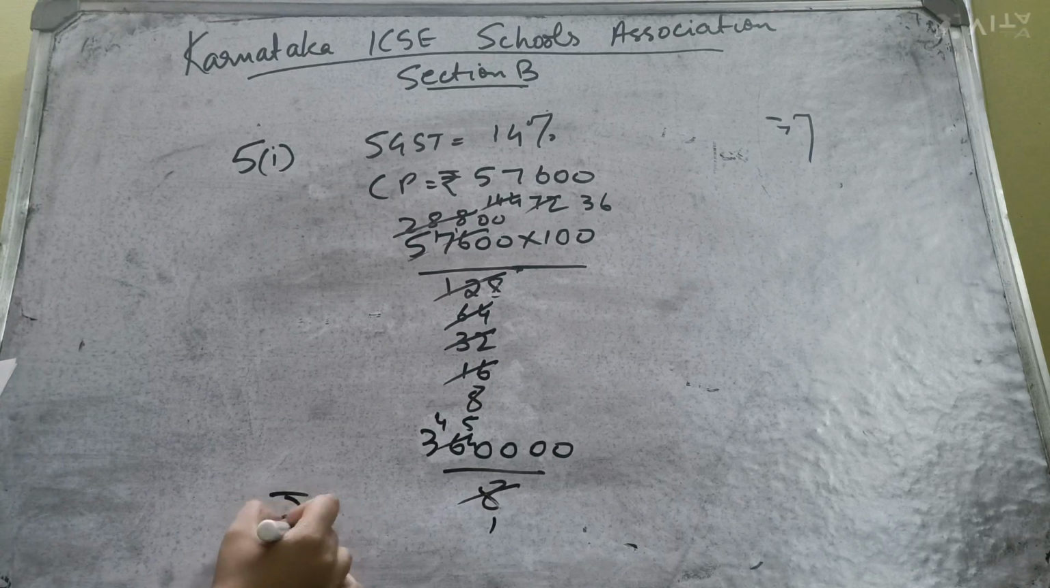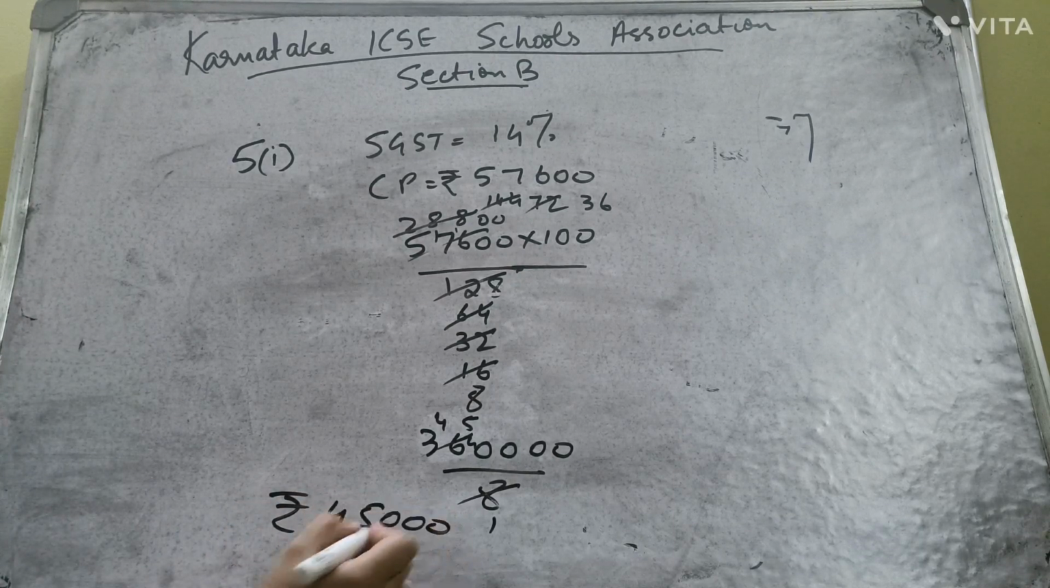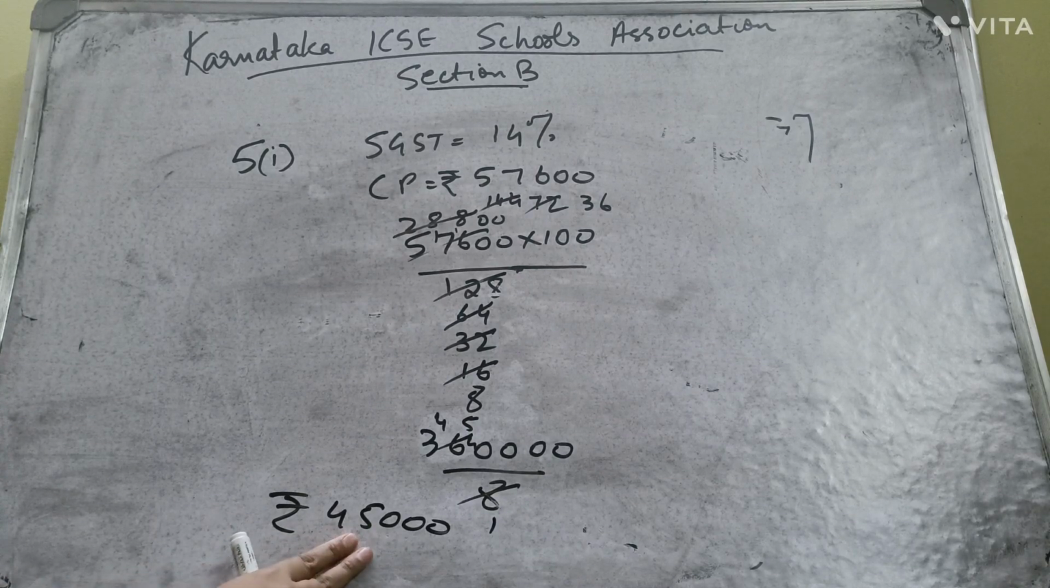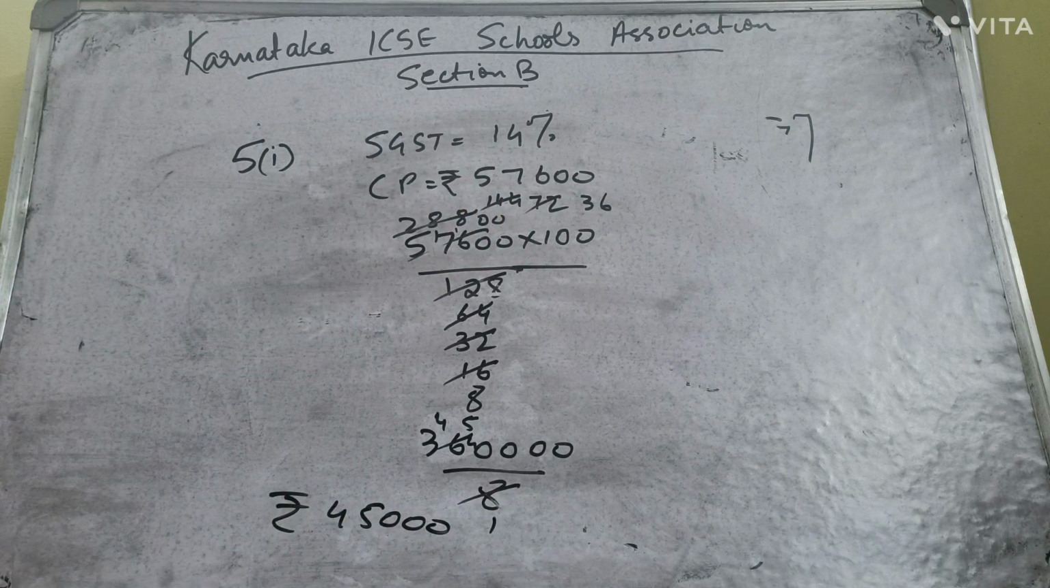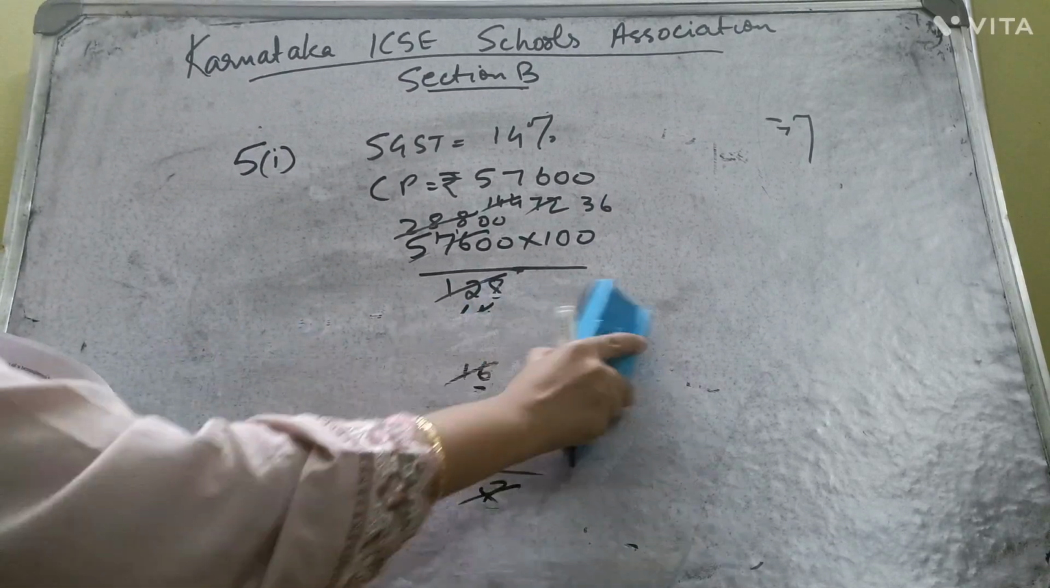So therefore the original price of the AC is rupees 45,000. The third question says, what is the amount of GST? So we know this is the original price 45,000 and on adding GST it came up to be 57,600. So you need to subtract both to find the amount of GST.